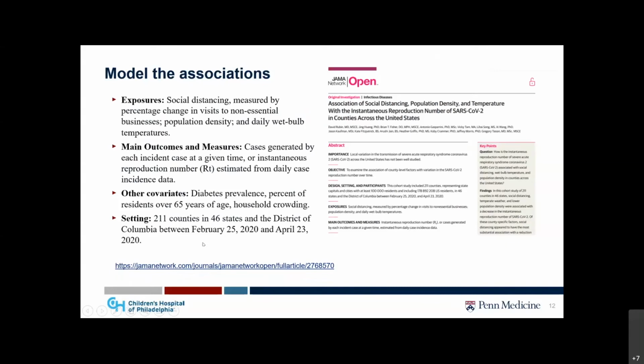we start from 200 counties, and our main exposure is social distancing measured by percentage change in visits to non-essential business, and also population density and temperature. And our major outcome is the daily cases or the reproduction number estimated from those daily cases. We also consider other covariates that can potentially affect disease transmission.